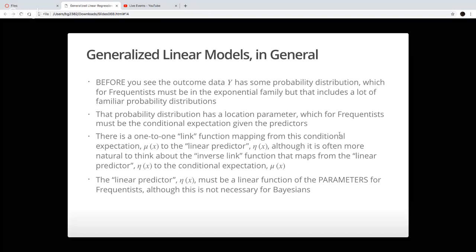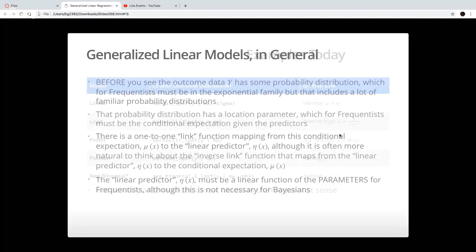But for both Bayesians and frequentists, the setup of the likelihood function is mostly the same. Although if you're Bayesian, you can get away with relaxing some stuff about it having to be exponential family, or having to be a conditional mean, or having to be a linear predictor. But for now, even though we're going to estimate the posterior distribution of these in a Bayesian fashion, we're going to specify this the same way frequentists would and adhere to their restrictions on things. Any questions about that?